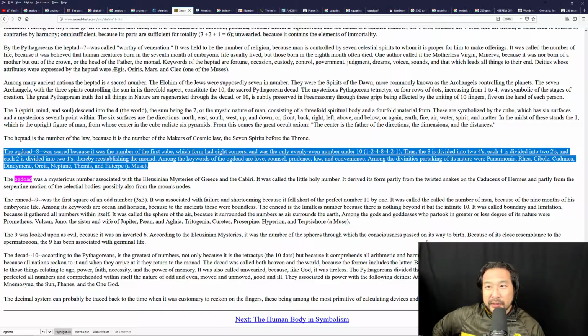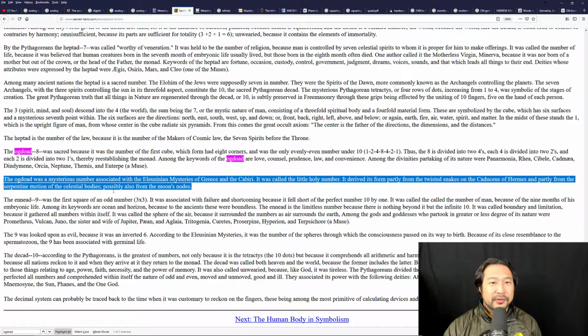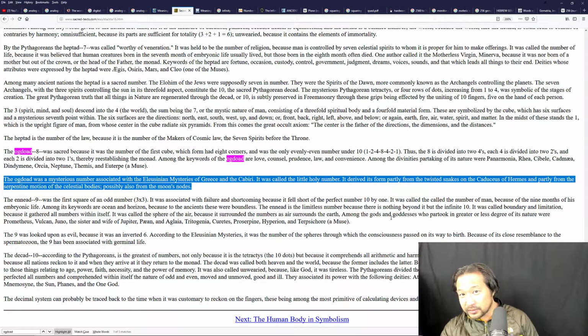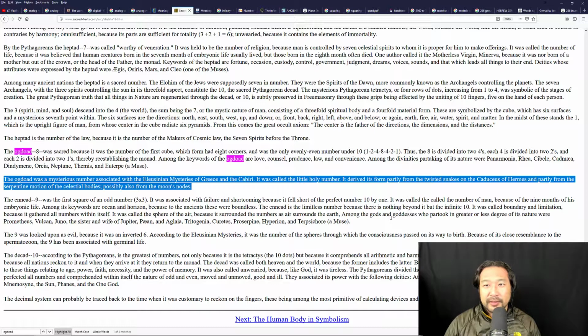Among the divinities partaking of its nature were Paramonia, Rhea, Cybele, Cadmia, and, I'm sorry, I'm killing these names, Denime, Orchia, Neptune, Thymus, and Euterpe, a muse. The Ogdoad was a mysterious number associated with the Eleusinian mysteries of Greece and the Kabiri. It was called a little holy number. It derived its form partly from the twisted snakes of the Caduceus of Hermes and partly from the serpentine motion of the celestial bodies, possibly also from the moon's nodes. And of course, we'll probably get to that part as well.